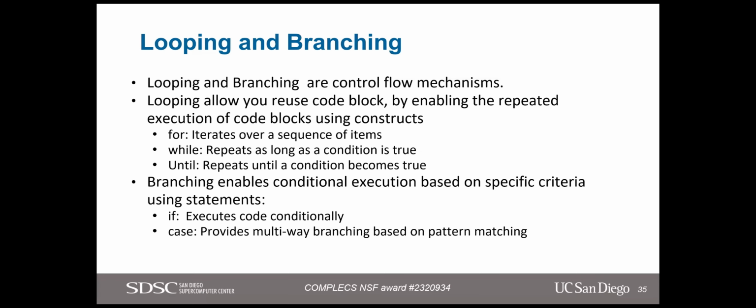So let's talk about looping and branching. Looping and branching are control flow mechanisms. They allow you to reuse code blocks by enabling the repeated execution of code for certain constructs. There are 3 different types of loops that we can do in bash shell scripting: for, while, and until. For is going to iterate over some sequence of items. While is going to repeat as long as the condition is true. Until is going to repeat as long as the condition is false.